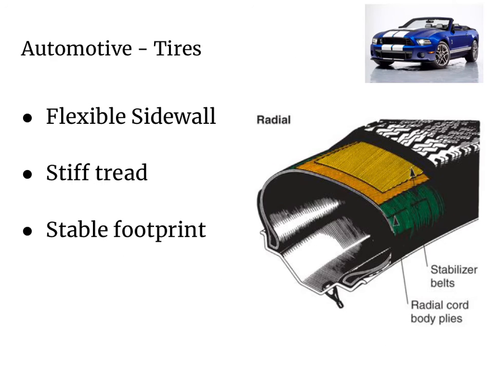Here's another look at a radial tire. Most American passenger cars manufactured since the 1980s come standard with radial tires. You can see in the picture they also include a flexible sidewall, a stiff tread, and a stable footprint. Radial tires are good for safety, cornering, braking, and wear.